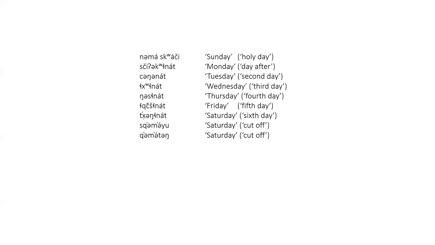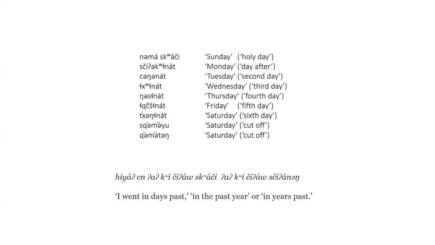Another useful time expression is qi ao, past. It can be used in a sentence like hiatsin a qi qi ao squachi. I went in days past. The phrase a qi qi ao jianing means either in the past year or in years past.